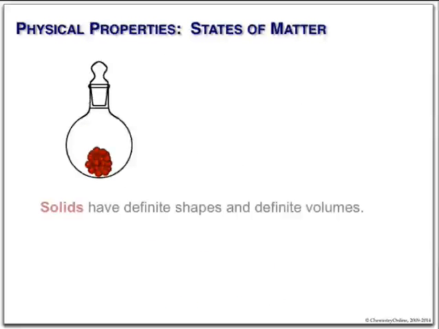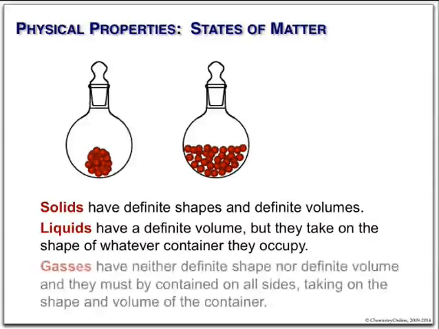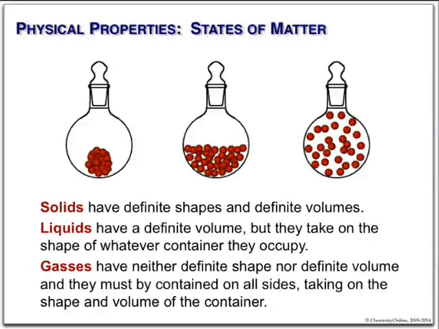When we talk about shape and volume, a solid has a definite shape and a definite volume. Liquids have a definite volume, but they take on the shape of whatever container you put them in. So here we have our solid sitting as a lump. Here we have a liquid. Again, it will take on the shape of our round bottom flask here. Gases have neither shape nor volume. They take on the shape and the volume of whatever container you put them in.